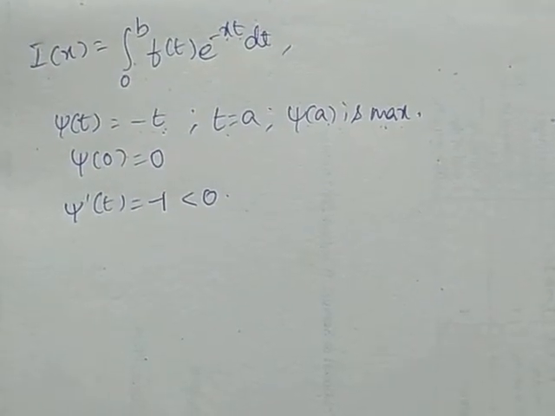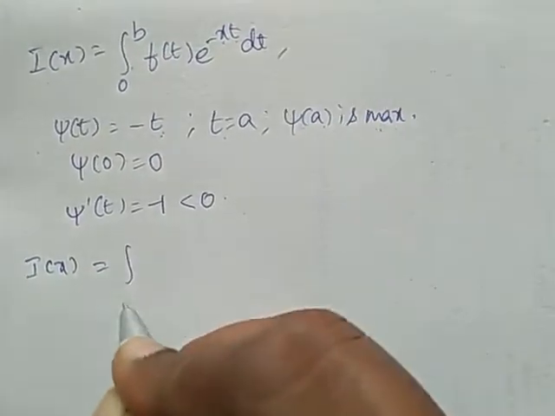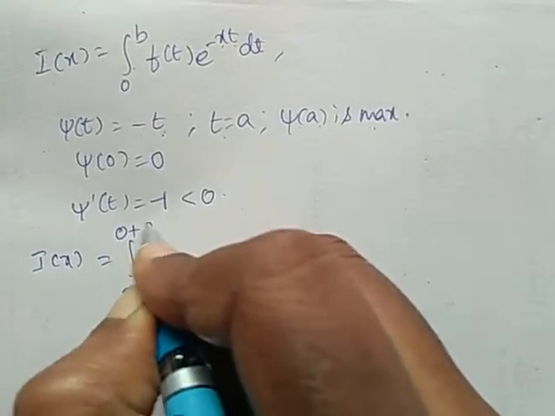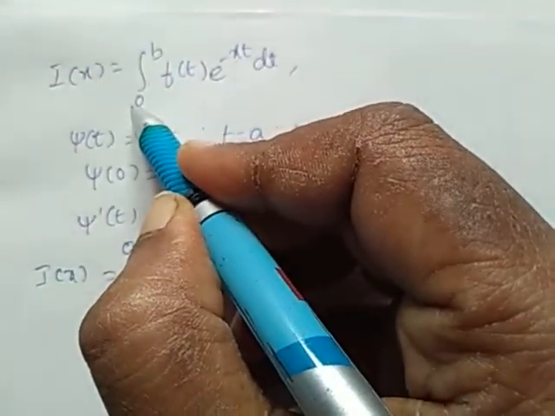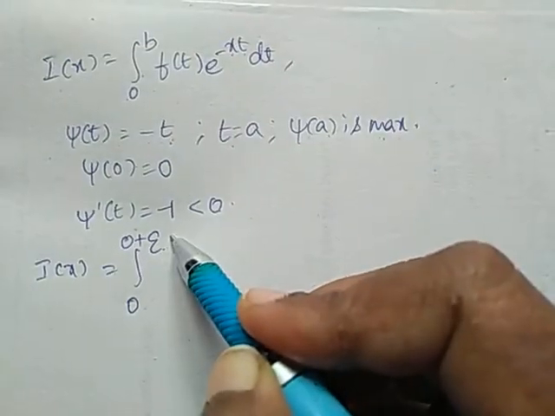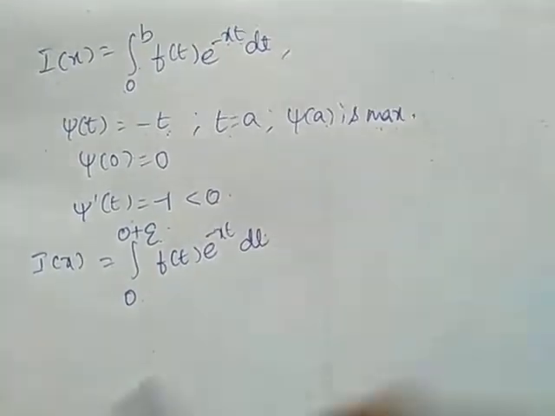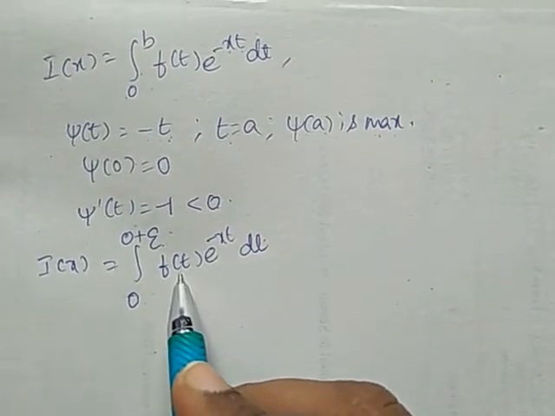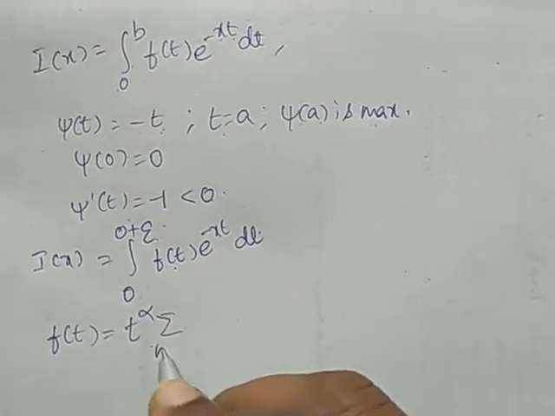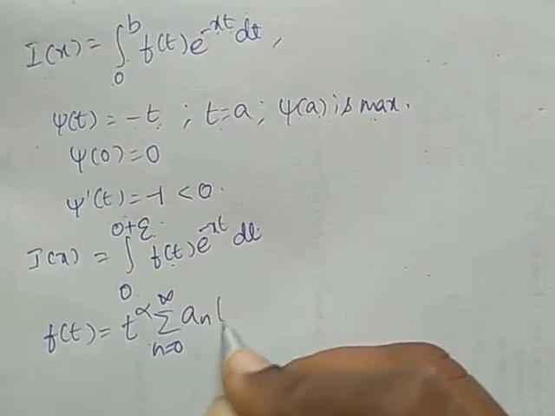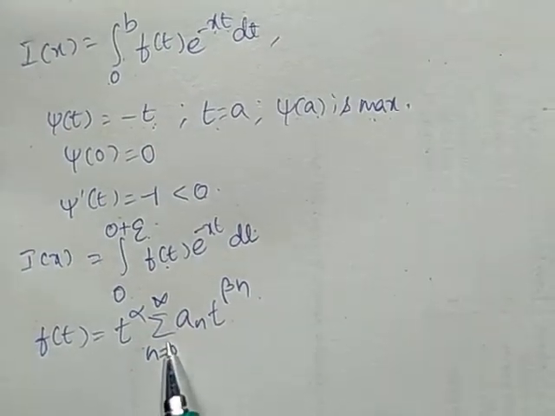So using Laplace method, we can write I of x is equal to the integral from 0 to 0 plus epsilon. Our value of a is 0, which is the same as our lower limit. Therefore, a to a plus epsilon of f of t e power minus xt dt. Now, f of t should satisfy the condition. What is our data? f of t is t power alpha summation of n equal to 0 to infinity a n t power beta n. That's what they had mentioned in this statement, right? So, substitute this in the integral.